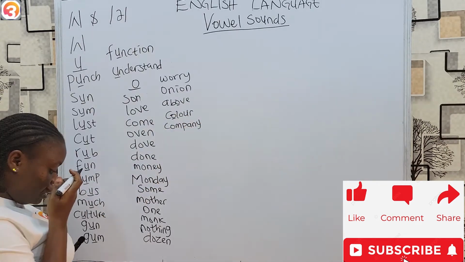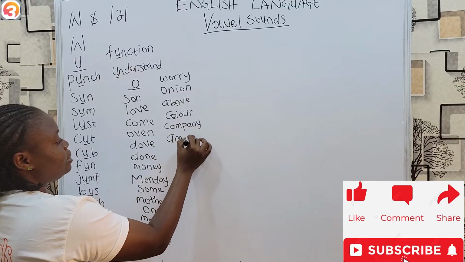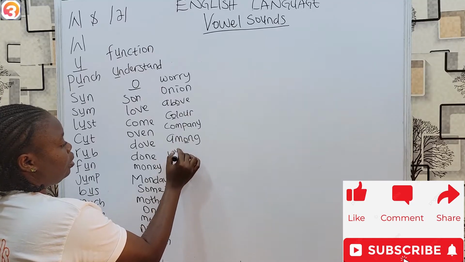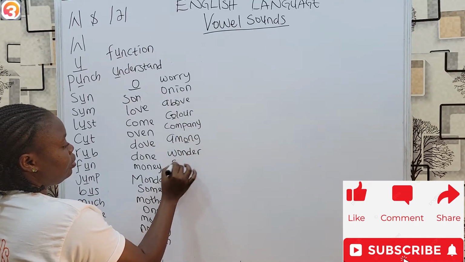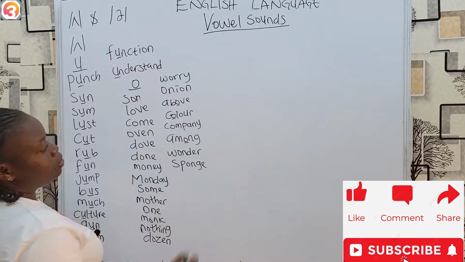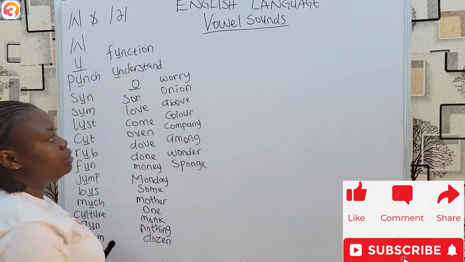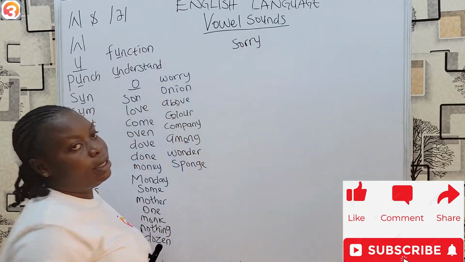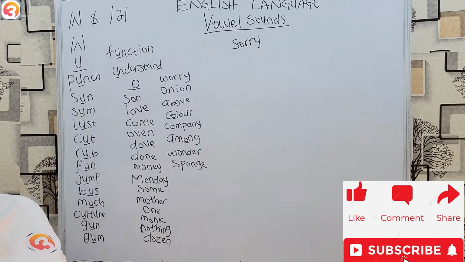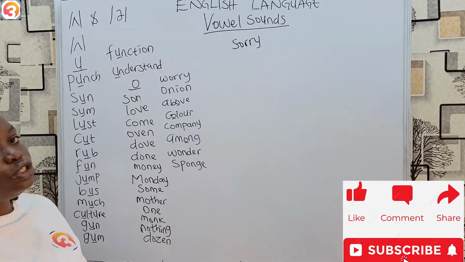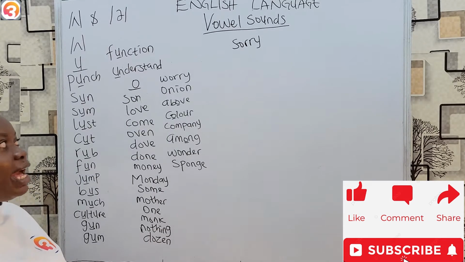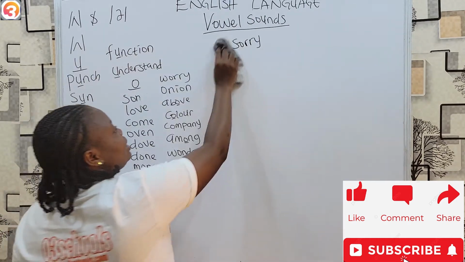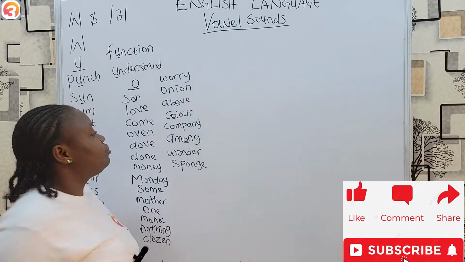These words do not contain the actual O, but the ah sound: among, wonder, sponge. You can see that while the word worry belongs here, the word sorry doesn't fall here. Sorry is actually pronounced with the O sound, the short O sound. So let's be guided in our pronunciations and the ways we recognize these sounds.